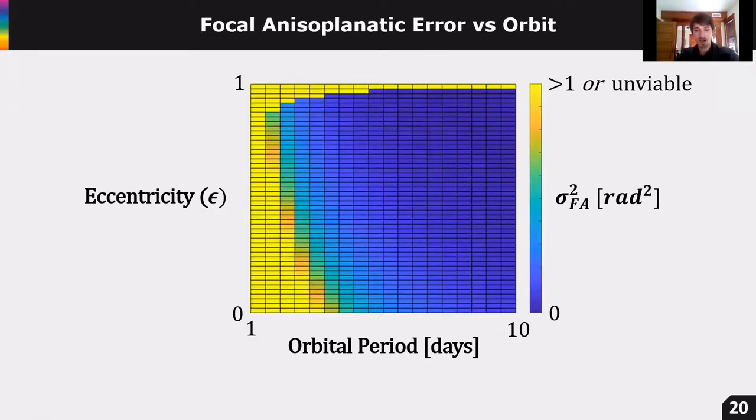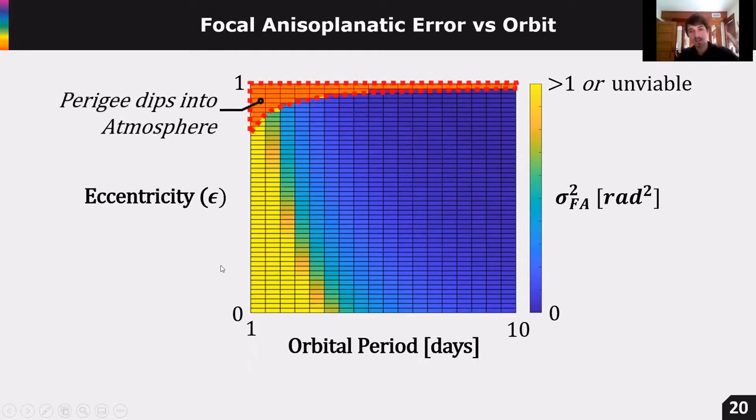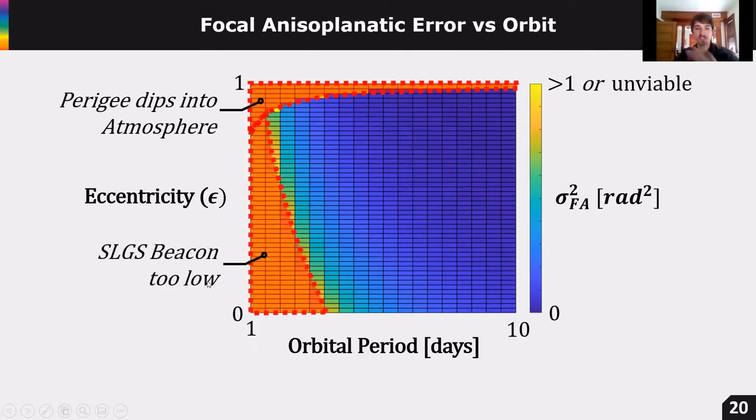Here we can see a plot with the same axes, with blue being low error and yellow being high error, or unviable. We can still see that strip of orbits which are unviable because of the perigee being too low. But this region down here, where the orbital period is low, meaning the orbit size is small, these contribute too much focal anisoplanatic error because the beacon is too low. So that's why this region is much smaller than the previous. This leaves, again, another region of potentially viable orbits, but only considering focal anisoplanatism.